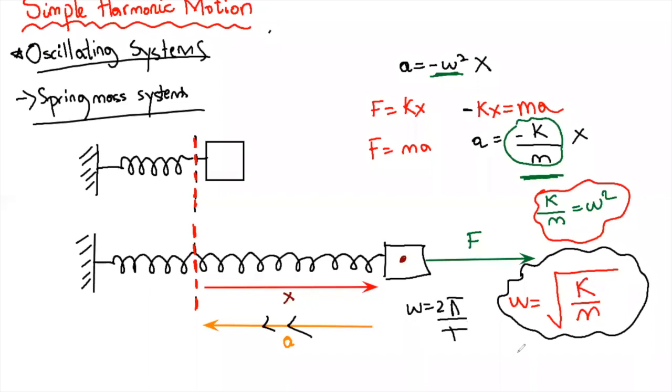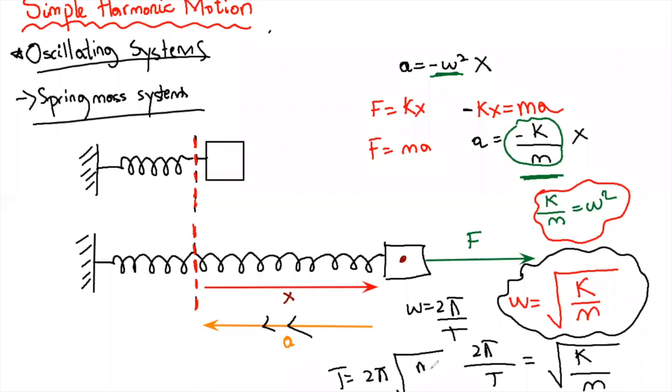Now I can easily find out the time period. How do I do that? I'll just make this the subject. So it's going to be 2 pi over T is equal to under root K over M. And then I'm going to end up with 2 pi coming here, and it's going to be under root M over K. So let's circle this. This is the time period.